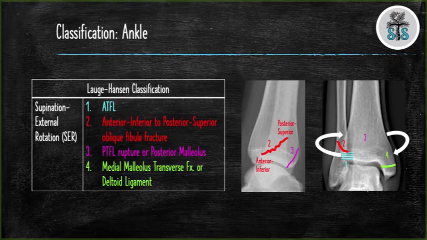The first injury pattern we will discuss is the supination external rotation, or SER, ankle fracture. The first structure that will be disrupted is the ATFL. Next, the distal fibula will be fractured in an oblique fracture pattern oriented from anterior inferior to posterior superior. Next, the PTFL will be disrupted, or there will be a posterior malleolus fracture. Lastly, the deltoid ligament will be disrupted, or the medial malleolus will be fractured. In a SER injury pattern, the first structures that will be injured are located on the lateral aspect of the ankle. This injury progresses to involve the posterior structures and finally the medial structures of the ankle.